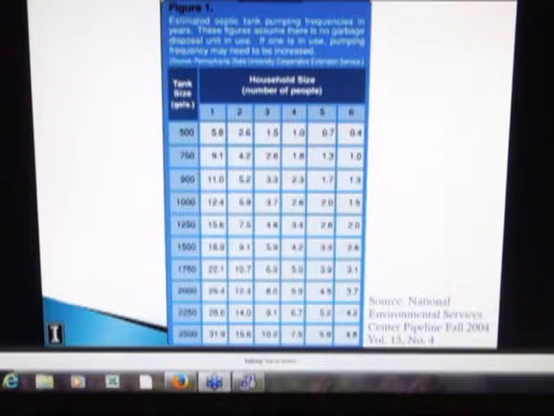But you can see these tanks go up in size as large as 2,500 gallons. And if you have one person on a 2,500-gallon tank and that's normal use, you probably don't have to worry about pumping your tank that often. 31.9 years is what they recommend here. So it varies greatly based on the number of people and the size of the tank, which is why those are important things to know.